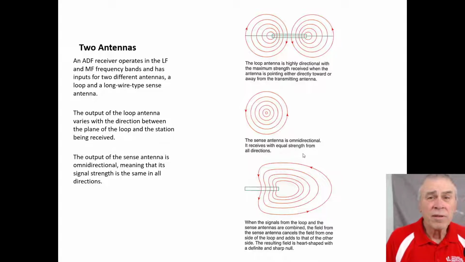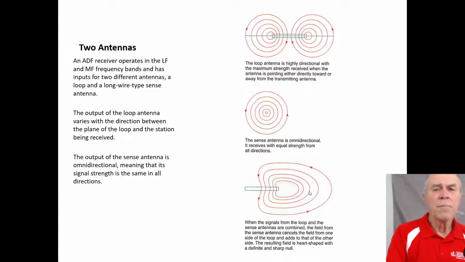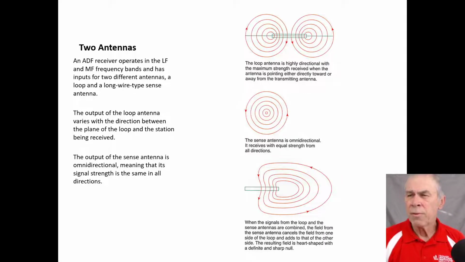And then there's a sensing antenna, basically that receives equal strength from all directions. So it's a combination of a highly directional and an omnidirectional antenna. You put them together and you get this type of field. Sometimes I guess they'll refer to it as a null field. And you might have to read that. Just be aware, ADF, loop, and sense.